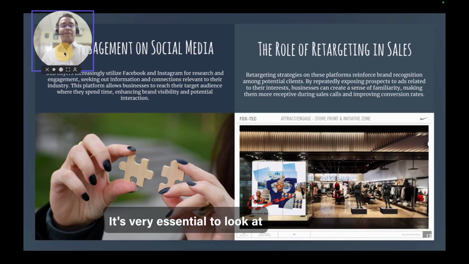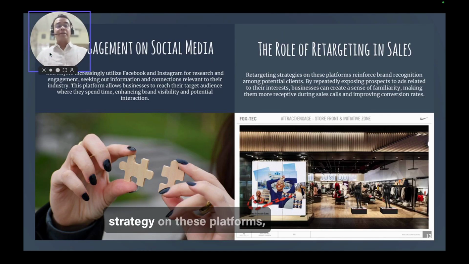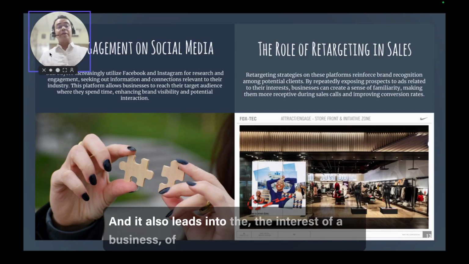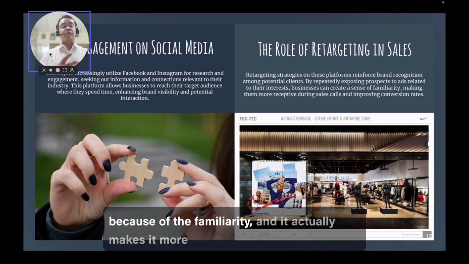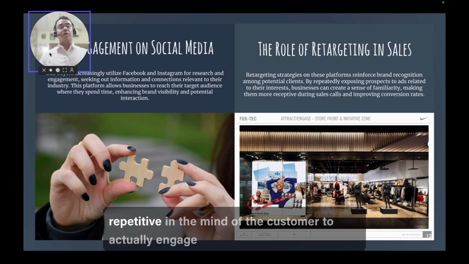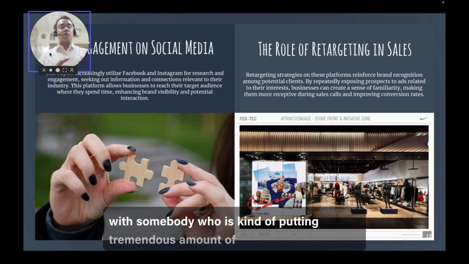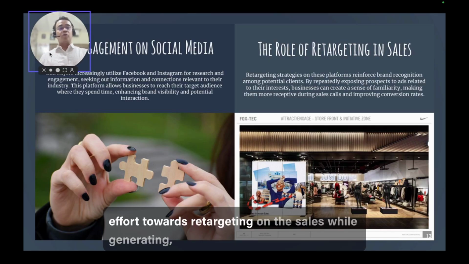It's very essential to look at this aspect because the strategy on these platforms helps in reinforcing the brand recognition or the brand recall value of a particular service provider. It also leads into the interest of a customer, who could potentially have more sense of familiarity, and it makes it more repetitive in the mind of the customer to engage with somebody who is putting tremendous effort towards retargeting on the sales while generating more and more targeted ad generation.